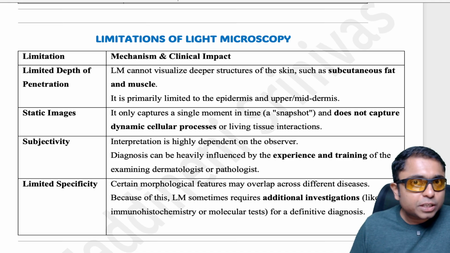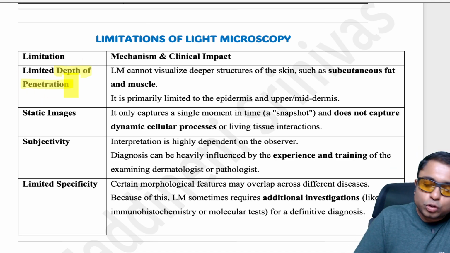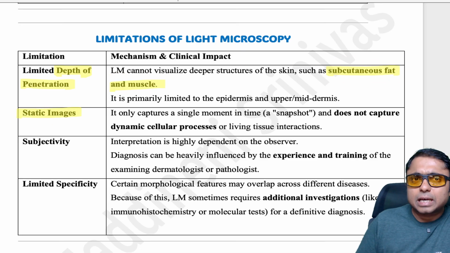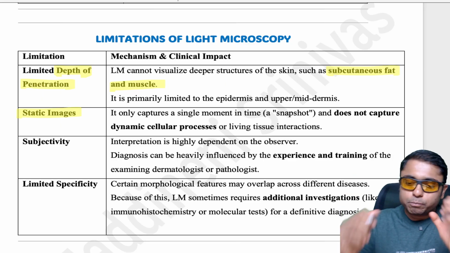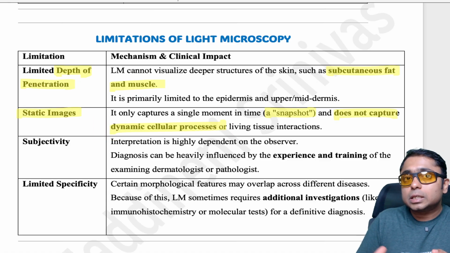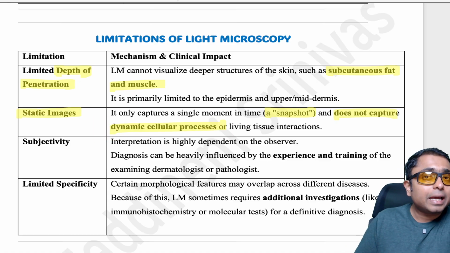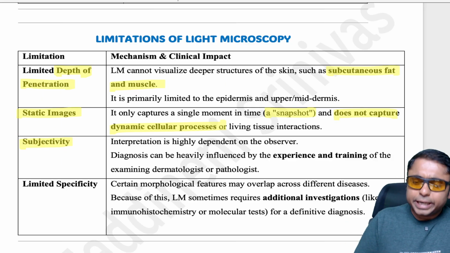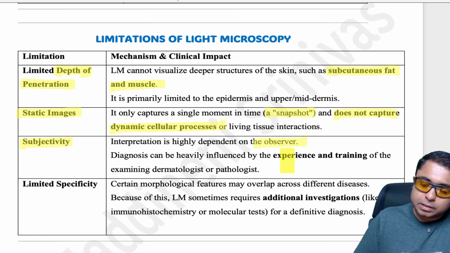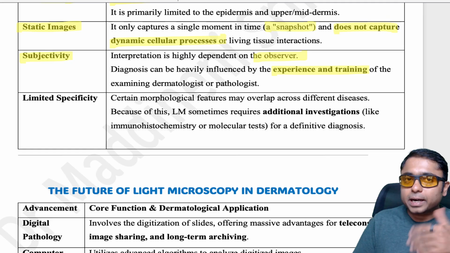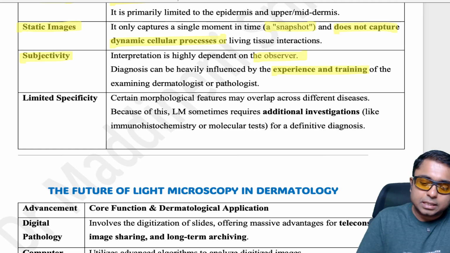And coming to the limitations of light microscopy, the depth of penetration is limited, so subcutaneous fat and muscle cannot be visualized, and static images are seen. So it is basically a snapshot of whatever problem the patient is having. It does not capture the dynamic cellular responses which happen and can be seen in the live status of the individual. Also, interpretation can be dependent on the observer's experience and training, but practice makes a man perfect, that is what you have to remember.